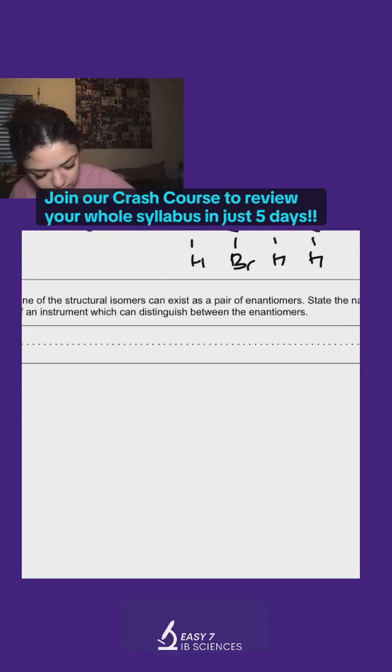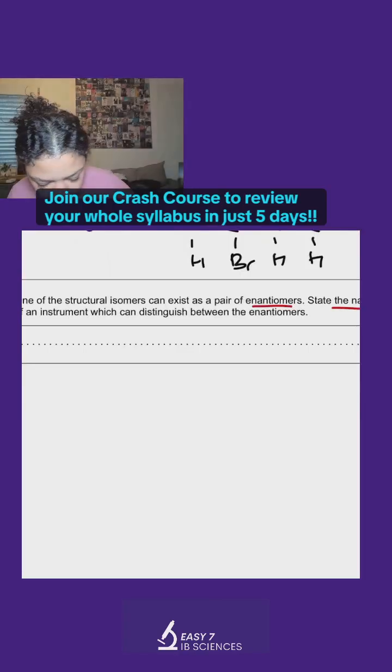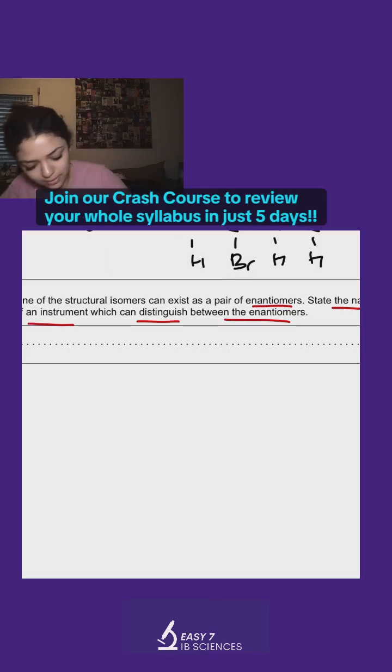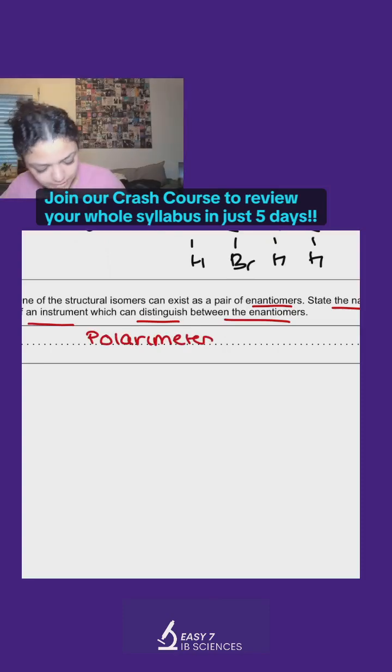It says, one of the structural isomers can exist as a pair of enantiomers. State the name of an instrument which can distinguish between the enantiomers. This is a really good one to get marks because it's just naming an instrument. This is not a specimen paper. This is an HL November 2024 chemistry paper. Polarimeter. Good job, guys. And I love state questions because you don't even have to write in sentence form.